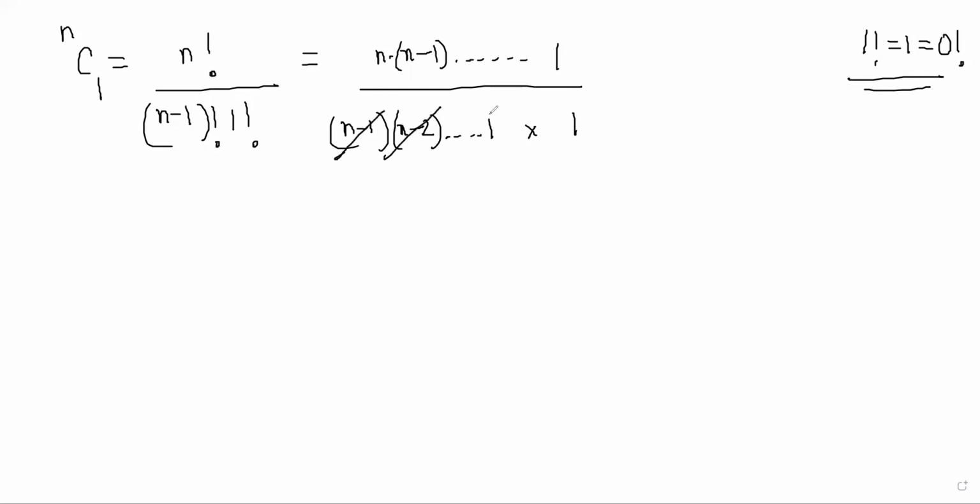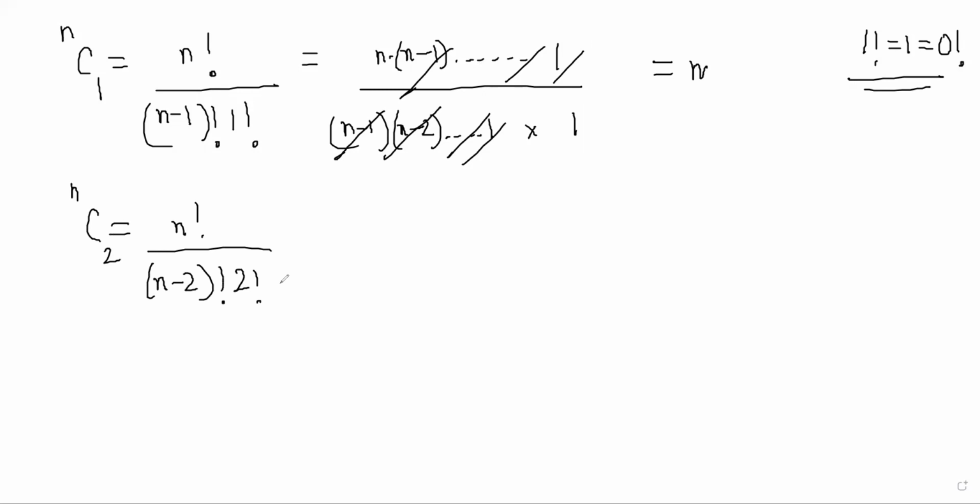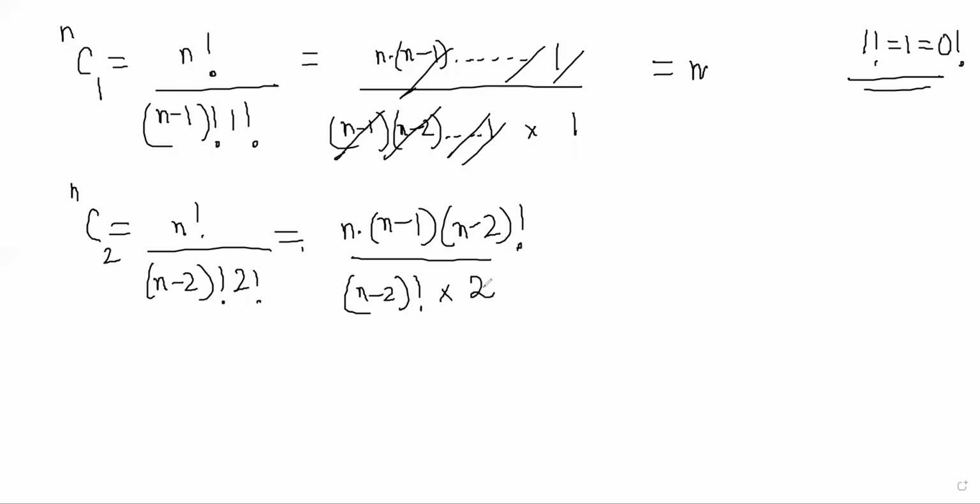So now everything cancels, every factor except n, right? Yes, sir. nC1 is n. nC2, let's do. That is n factorial by (n minus 2) factorial, 2 factorial. So that becomes n into n minus 1 into (n minus 2) factorial on top, by (n minus 2) factorial into 2, right? Yes, sir. So everything gets cancelled here except n into n minus 1 by 2, right?